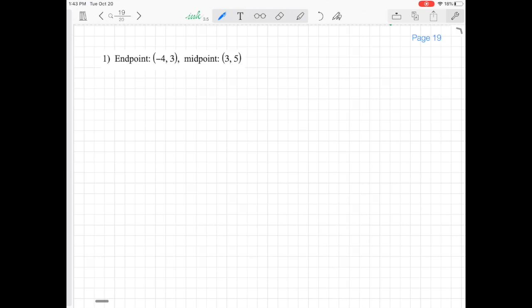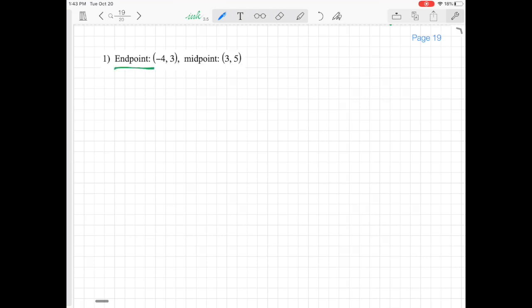All right, so this is number 1 on 2.4a. And so what we need to do is we are looking for the other endpoint. So let's just label what we know.